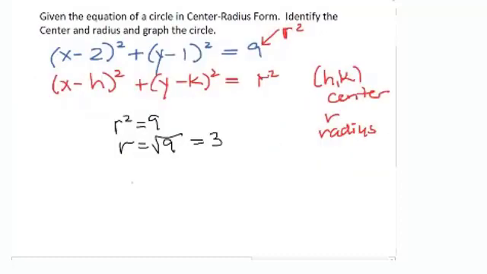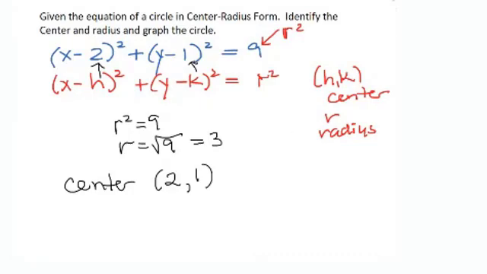And our center is going to be (h, k). Now, h is the number that's being subtracted from the x. In this case, 2 is being subtracted from the x, so the x coordinate of the center is 2. And k is the number that's being subtracted from the y. In this case, that would be a 1. So we have the center (2, 1).